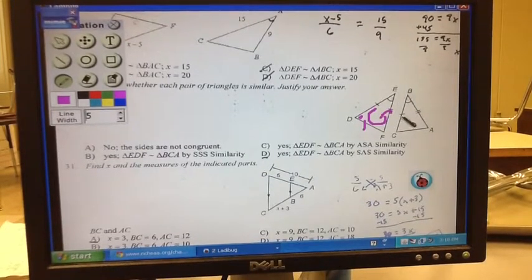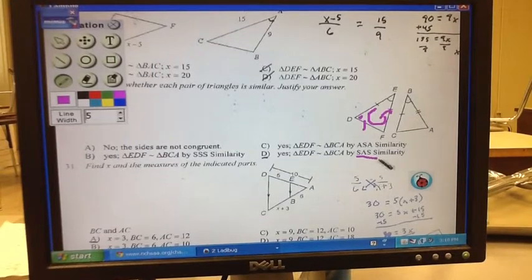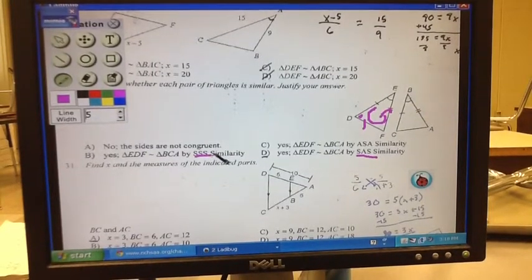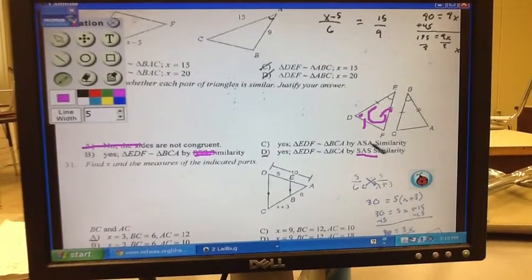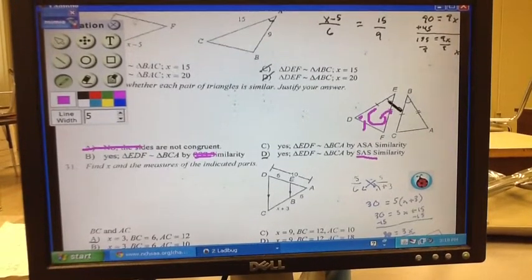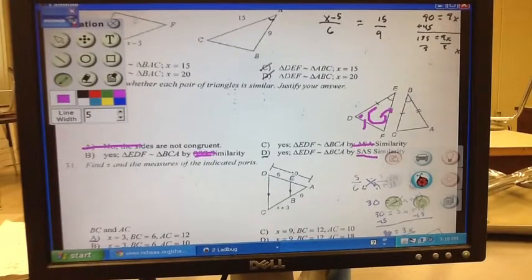So side, angle, side. And it's the same thing with the other one. We got side, angle, side here. Notice not all three sides are marked. We know it's congruent, so that's not it. And angle, side, angle, we're only given one angle and two sides, so we know it's not going to be both of those. So it ends up being D.